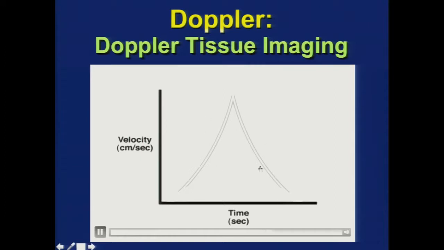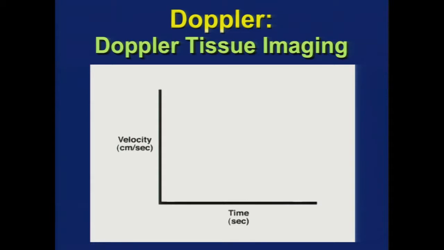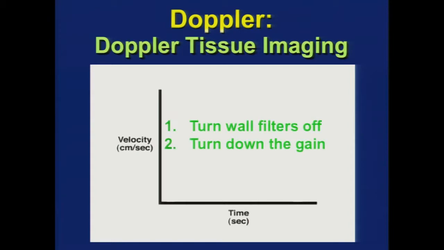And now to get rid of what would be considered noise in the signal coming from the blood pool, we simply turn down the gain because it's a lower intensity signal. So in Doppler tissue imaging, we want to turn the wall filters off, and we want to turn down the gains.